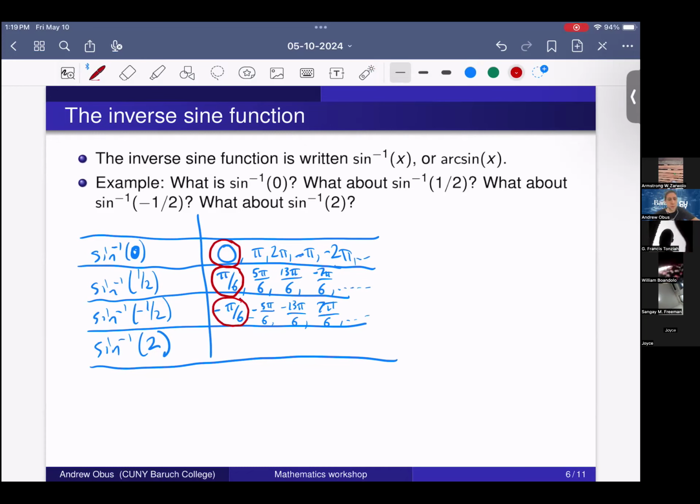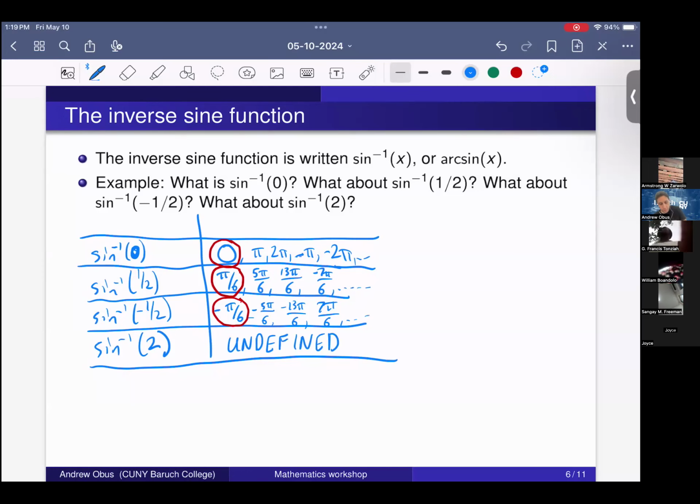And sine inverse of 2, is there an angle whose sine is going to be 2? Angle whose sine is 2? Well, there isn't, right? I mean, sine is always between minus 1 and 1. So for an angle whose sine is 2, this is just going to be undefined.